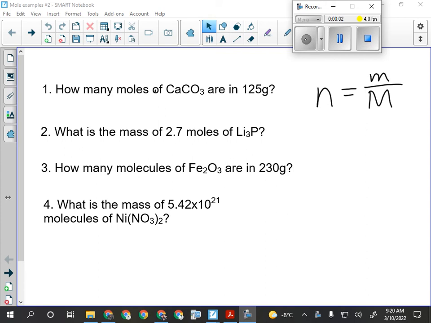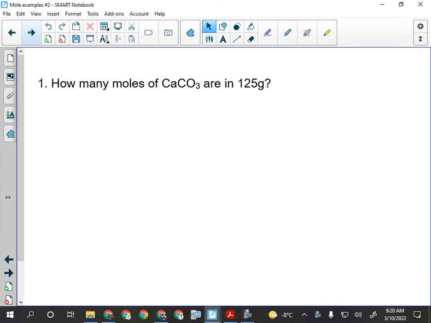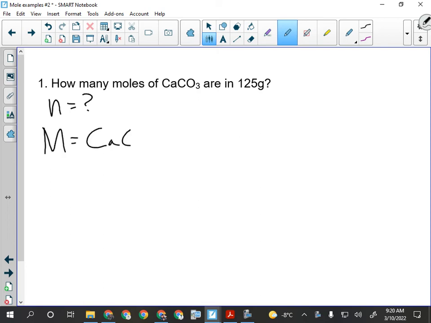All right, so we've got our four examples here for today. Our first one is: how many moles of calcium carbonate are in 125 grams? They're asking us to calculate the number of moles, which is little n. We are looking for the molar mass of calcium carbonate.